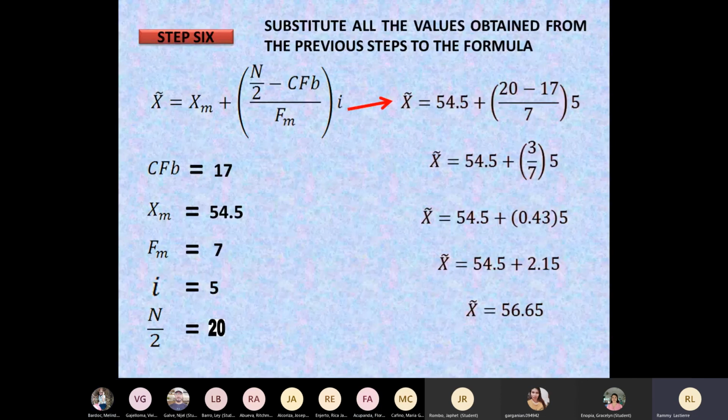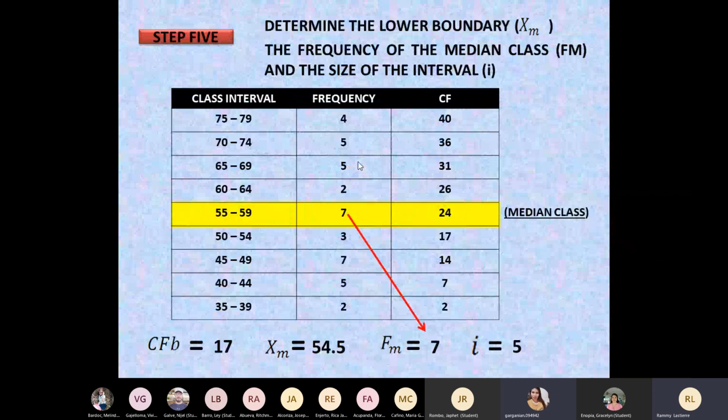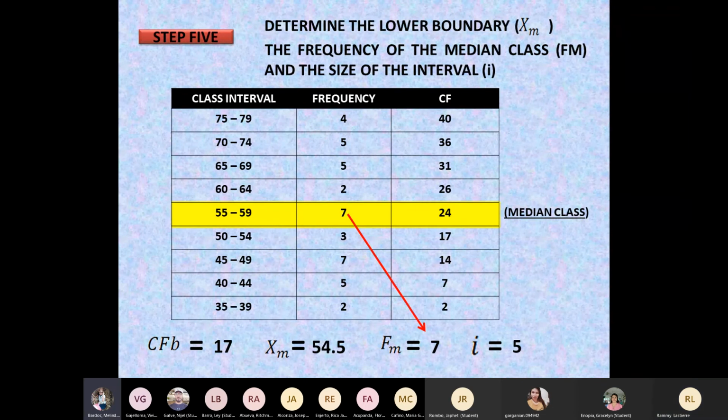Okay. Now, 56.65. So look at the median scores. Hindi ba ang median class natin makikita sa 1, 2, 3, 4, sa 5th class? 55 to 59. Yes, Doc. The result is 56.65. Okay. So meaning your answer is correct. Kaya your answer for the median is 56.65. Okay. So meaning between 55 to 59.